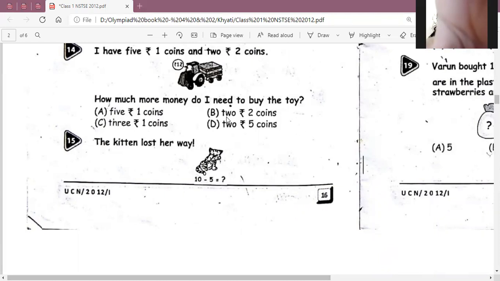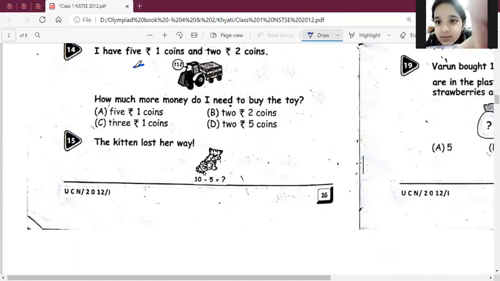Next one. I have 5 and 1 coins and 2 coins. Yeah. So 5 and 5 coins, that means 5 rupees. Or two 2 coins, that means 4. 5 plus 4. So I have 9 rupees. How much more money do I need to buy the toy?